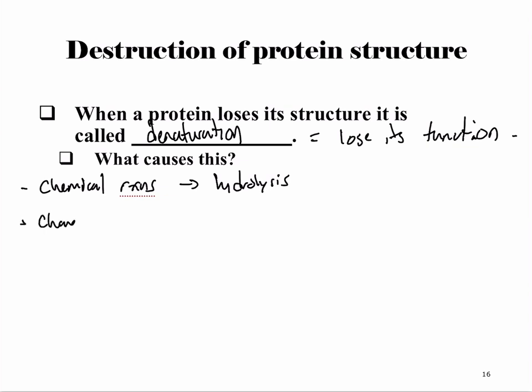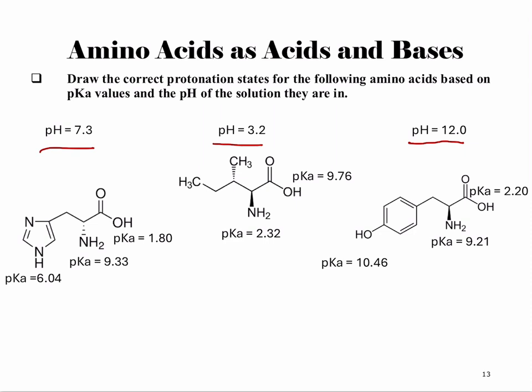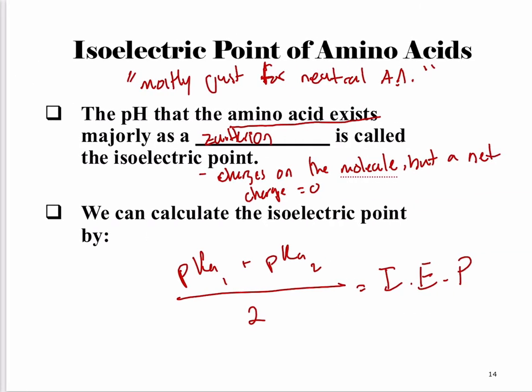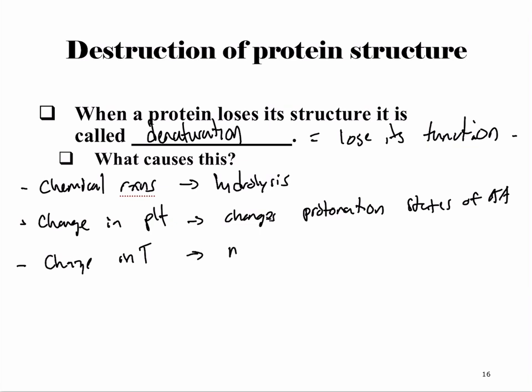We can have a change in pH. And so we can think about that because if we change the pH of the protein, we change the protonation states. Let's say we have two uncharged groups next to each other, we change the pH, now they're both charged, and let's say they're the same charge, they will repel each other. So they will then move away from each other. So that can destroy the structure, right? So this changes protonation states of the amino acids within the protein. A change in temperature. This can melt structure.